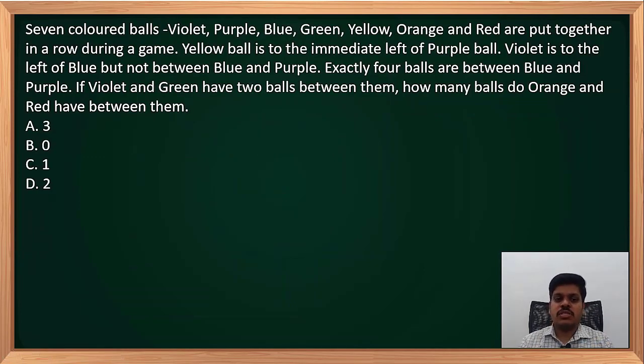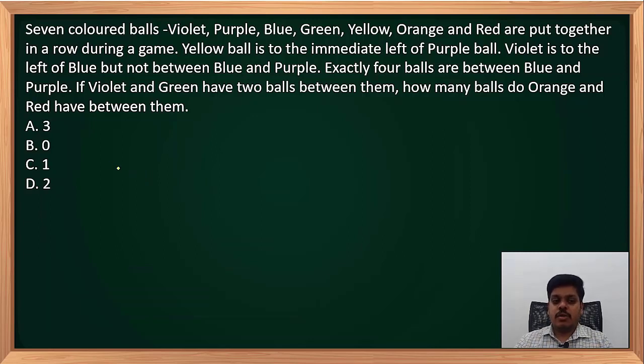7 colored balls, violet, purple, blue, green, yellow, orange and red are put together in a row during a game. Yellow ball is to the immediate left of purple ball. Violet is to the left of blue, but not between blue and purple. Exactly 4 balls are between blue and purple. If violet and green have 2 balls between them, how many balls do orange and red have between them?